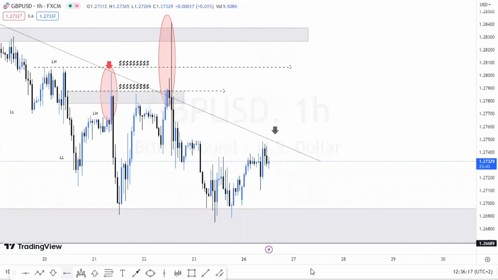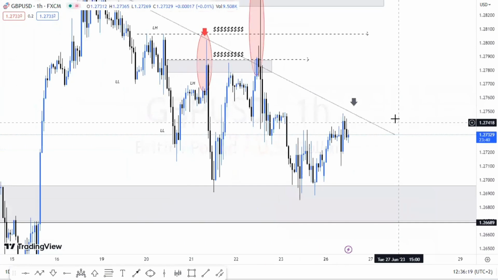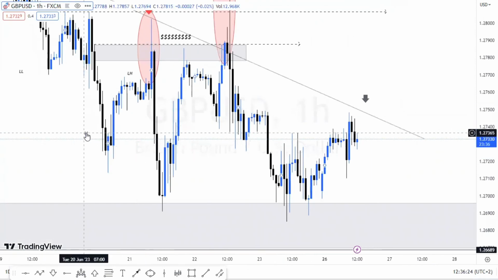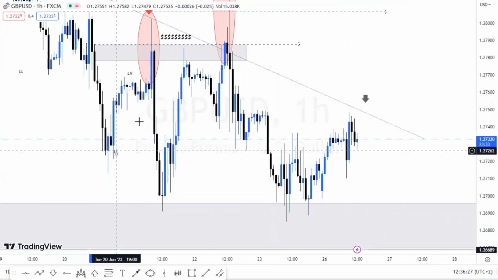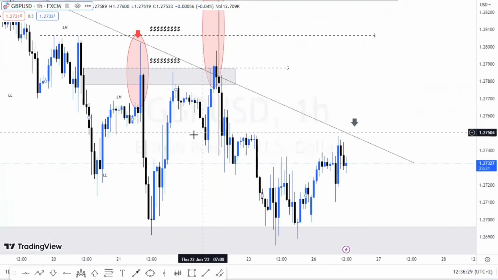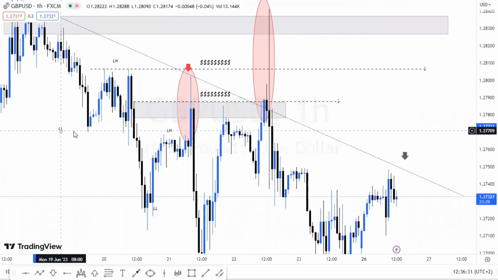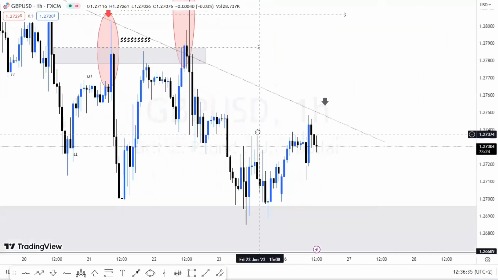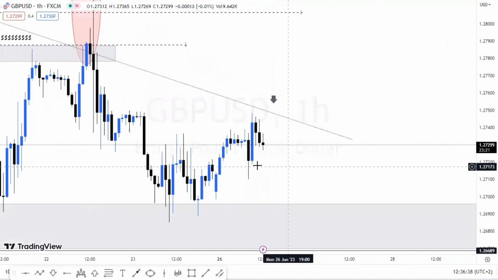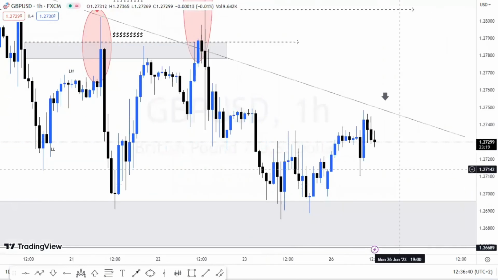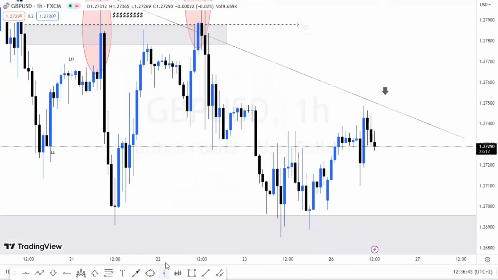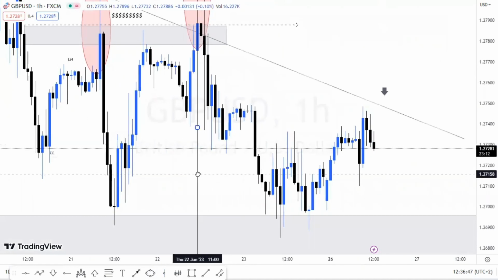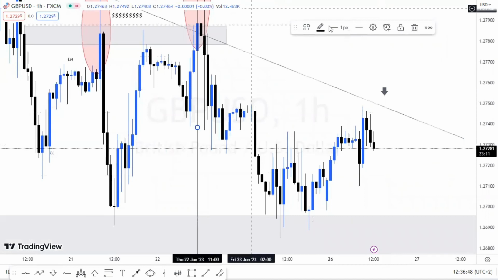So right now, what I'm thinking is, I'm just going to try and give you my thought process, my 2 cents on what's going to happen, or what's about to happen in GBPUSD. So right now we see, let me just do this. Let me make it red.